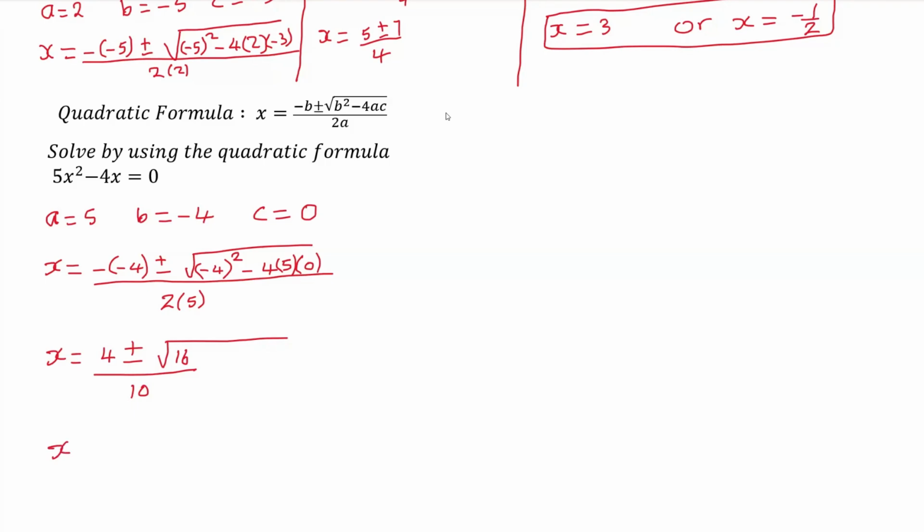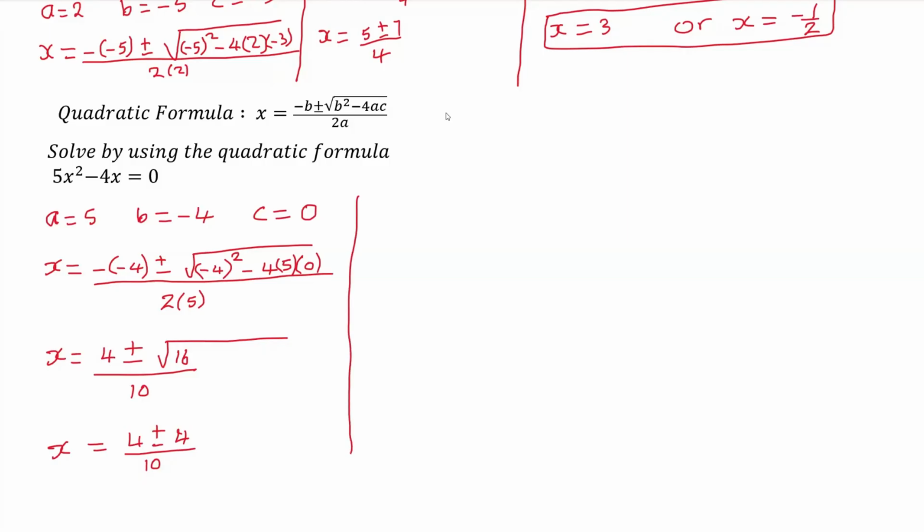So this means x then is 4 plus or minus the square root of 16. So we all know the square root of 16 is 4, over 10.